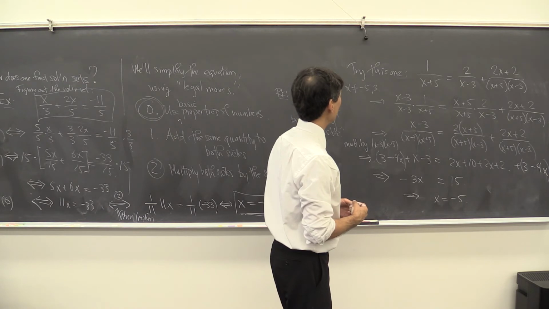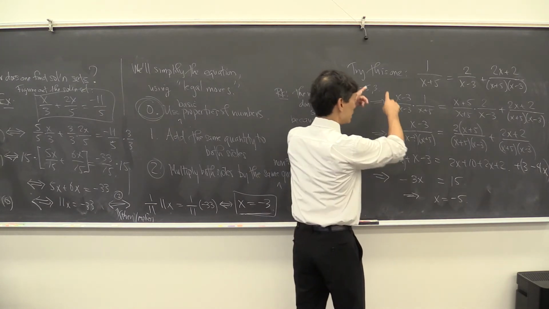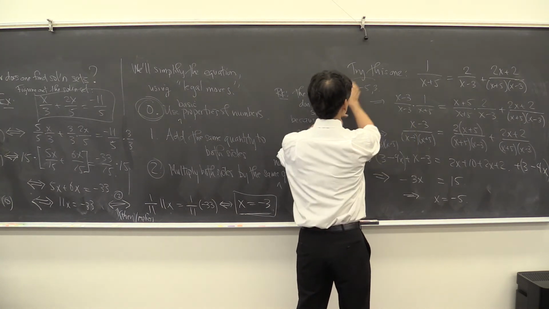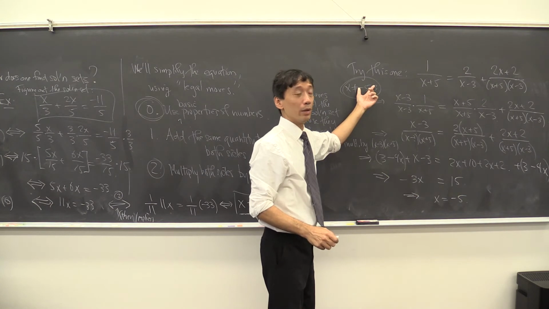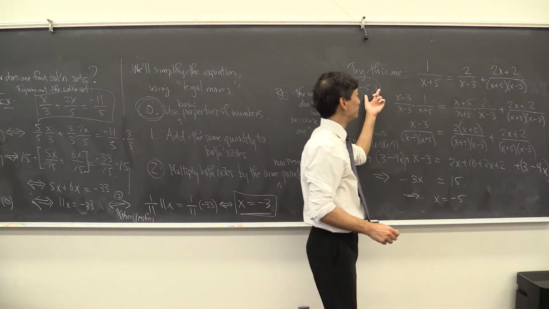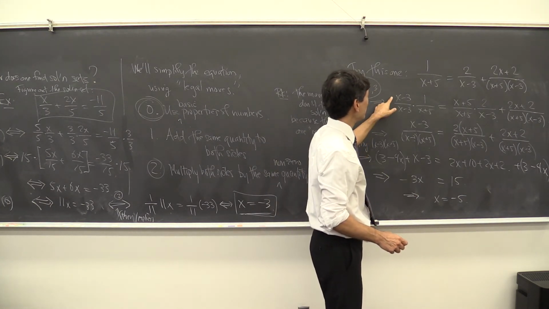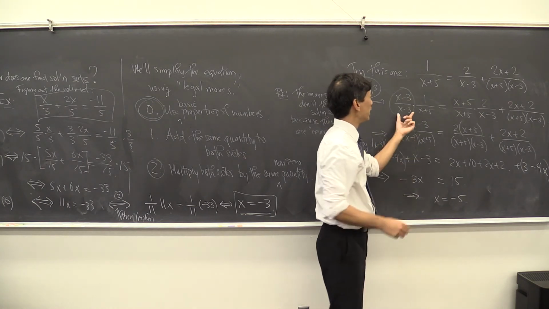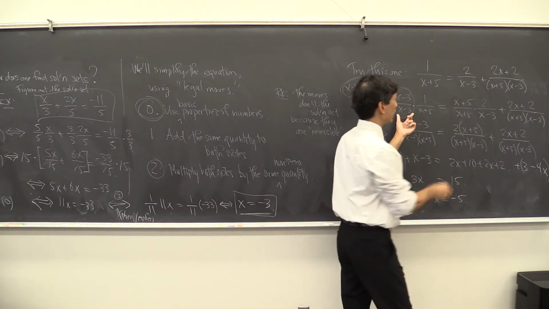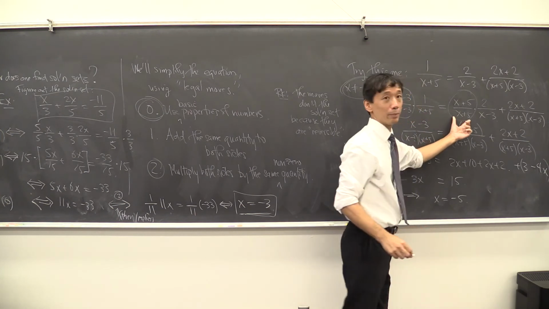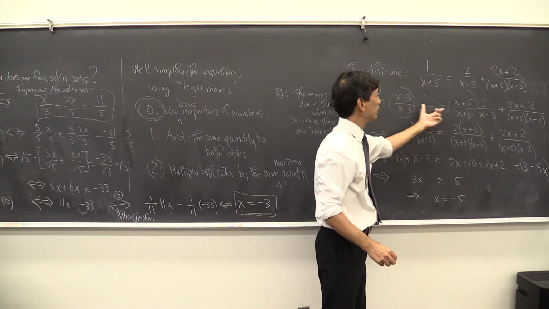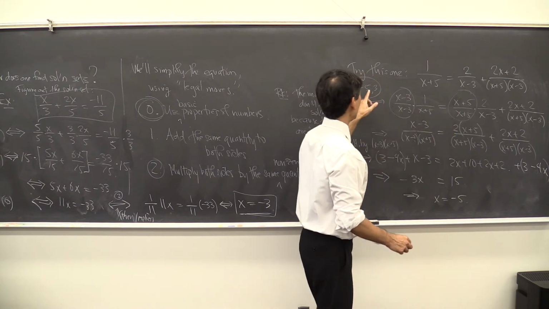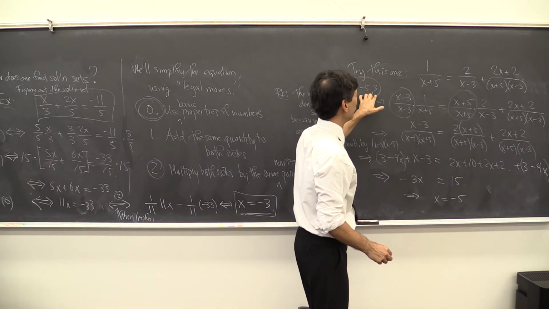So what was the trouble? All of these moves are legal as long as x is not negative 5 or 3. For this to make any sense, x can't be 3. For this to make any sense, x can't be negative 5. So when we do this sort of thing, we're assuming, we're keeping in mind, that x can't be negative 5.